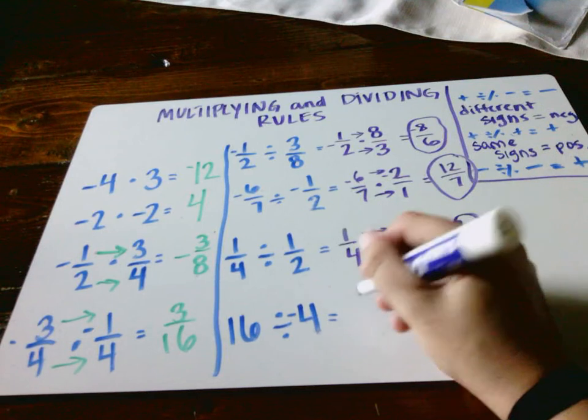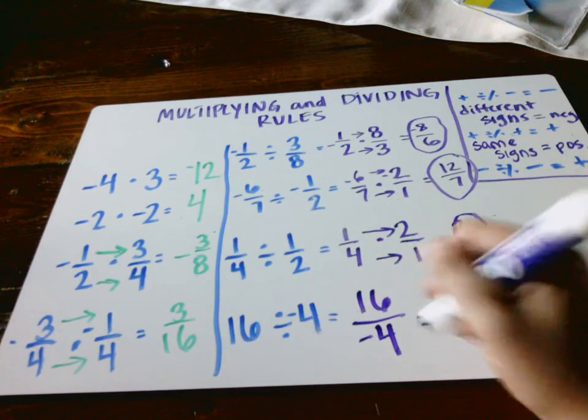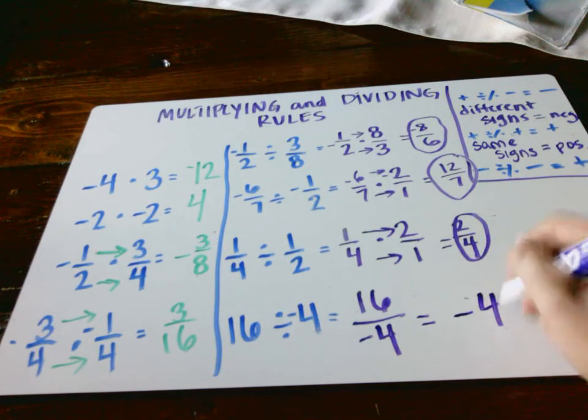16 divided by negative 4. Another way of writing that could be like this. A positive divided by a negative. Well, those have different signs, so I know that it's going to be negative 4.